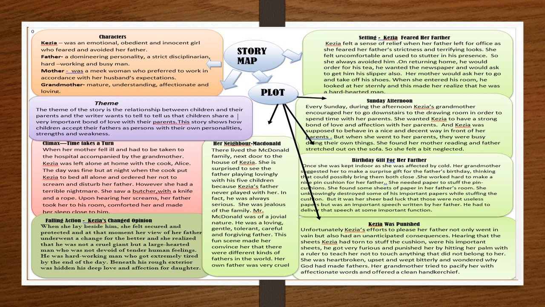Let us find out what happens every Sunday afternoon at Kezia's house. Every Sunday during the afternoon, Kezia's grandmother encouraged her to go downstairs to the drawing room in order to spend time with her parents. She actually wanted Kezia to have a strong bond of love and affection with her parents. And Kezia was supposed to behave in a very nice and decent way in front of her parents.